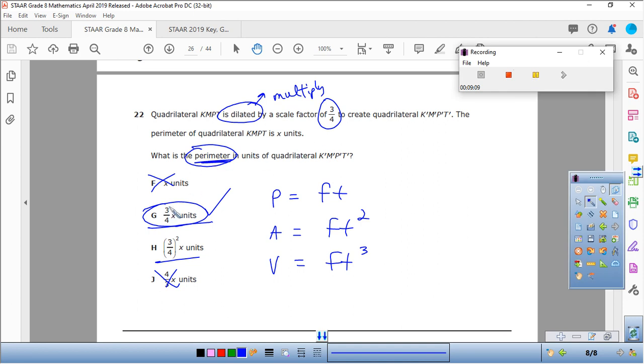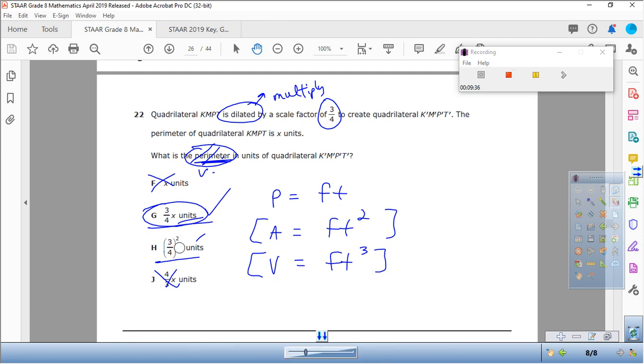So since this is perimeter, guys, you want this one that is just like that, feet, or you can say inches, it's basically units. If it goes with area, you want the one that's squared, so you would want this one right here. If it was volume, then you'd have this one with a third on it. Okay, that would be your answer.